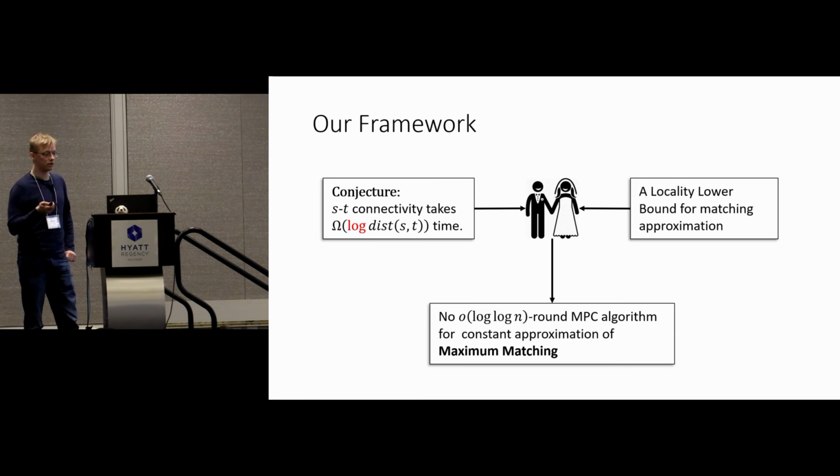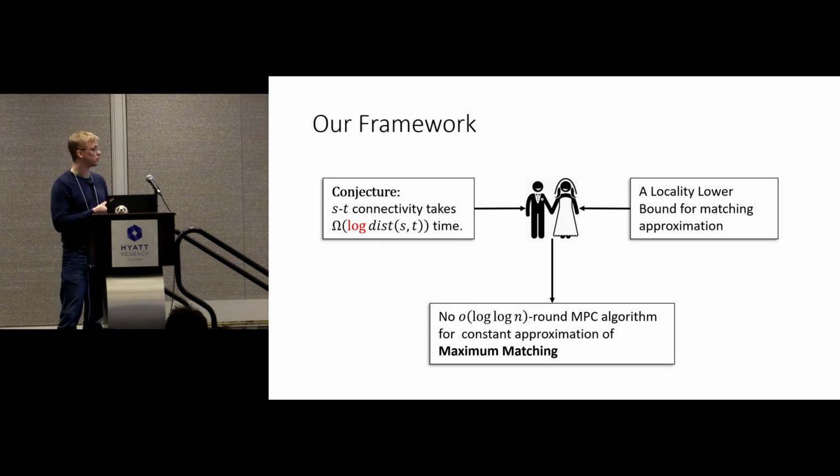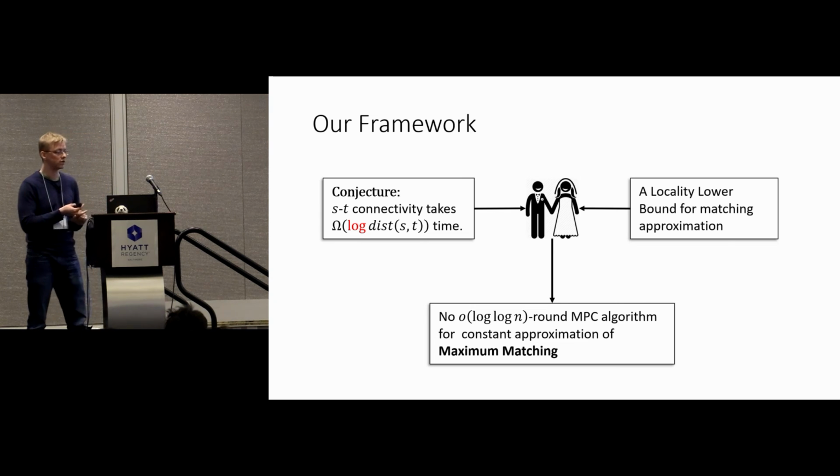All right, great. And then I just wanted to bring out the picture once more. So we use this conjecture that connectivity is hard. We applied these nice lower bounds we know from the LOCAL model of distributed computing. And from that, we were able to create this lower bound for the MPC model.